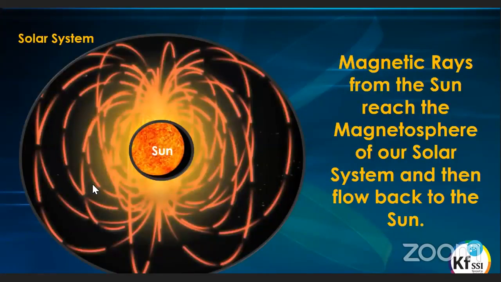So one has to take a view that our solar system operates just like a smaller plasma. And when the magnetic rays from the sun reach the magnetosphere of our solar system, they then flow back into the sun. And we've got obviously the different planets in different positions within that solar system. But essentially the magnetic rays are traveling from the central sun out and back in again.